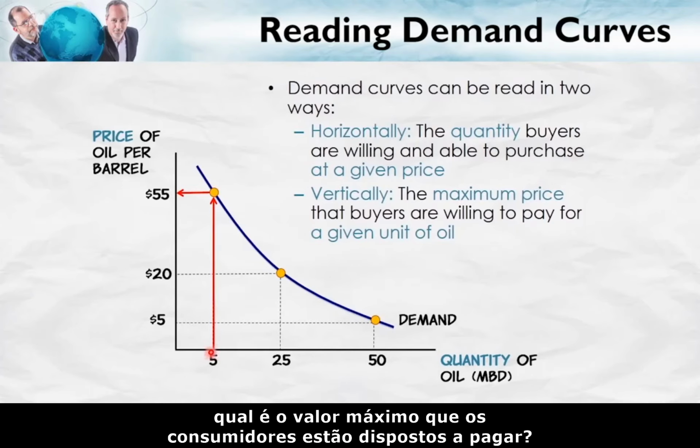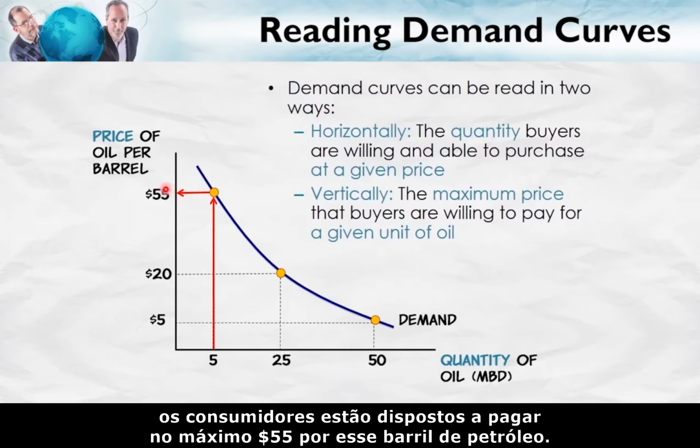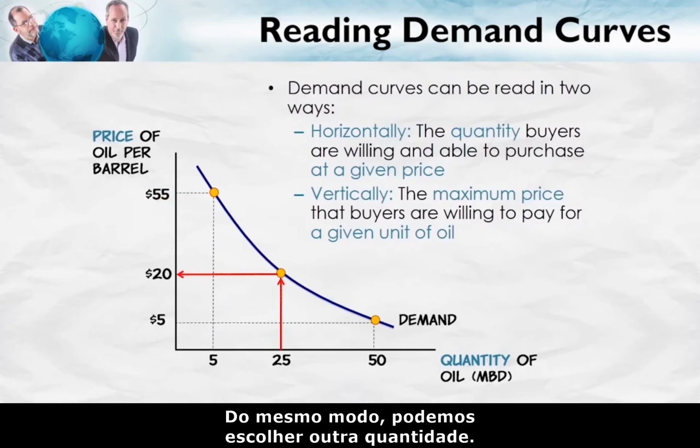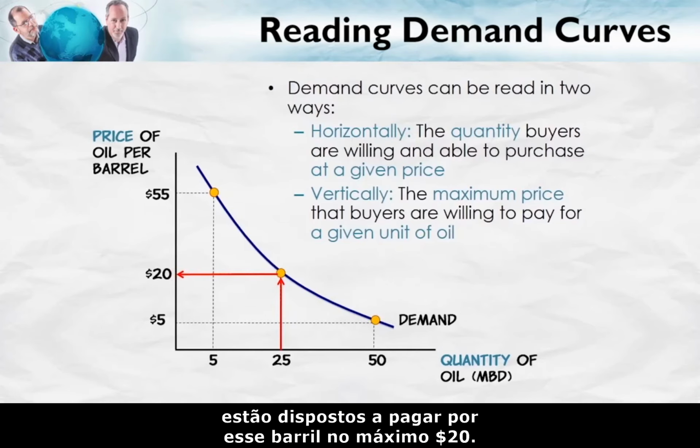We read vertically up to the demand curve. We find that for the 5 millionth barrel of oil, consumers are willing to pay at most $55 for that barrel of oil. Similarly, pick another quantity. For the 25 millionth barrel of oil, consumers are willing to pay for that barrel at most $20.